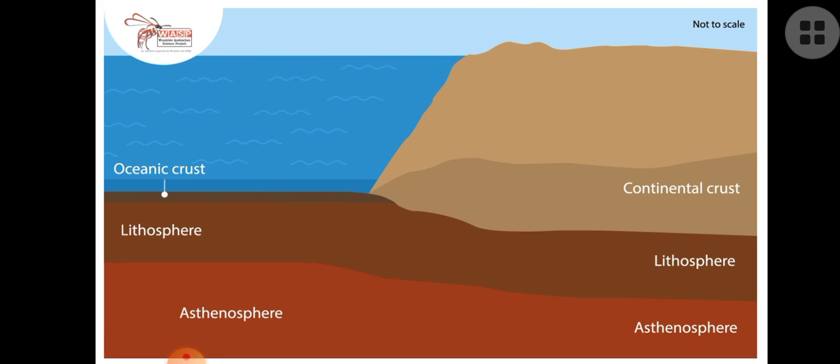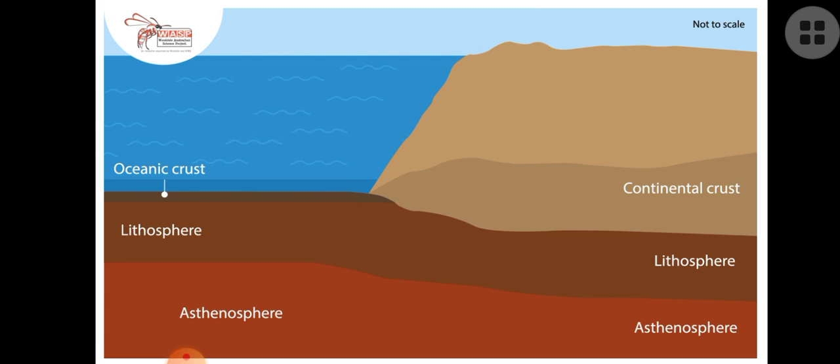Okay, in this picture you can clearly look at the terms we studied about. On the left side, the blue portion is the oceanic crust, the solid rock portion below the ocean bed, under the ocean. On the right side you can see the continental crust, in which the continents are located.